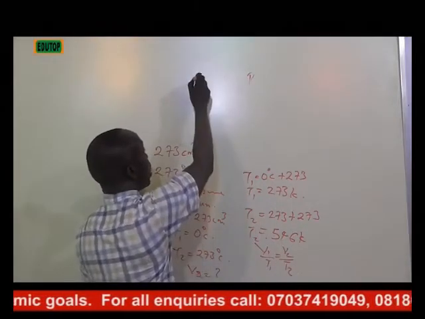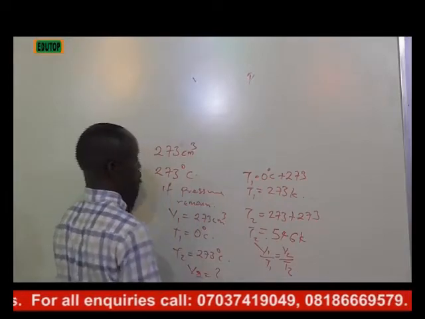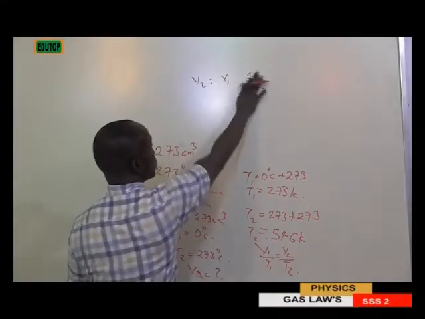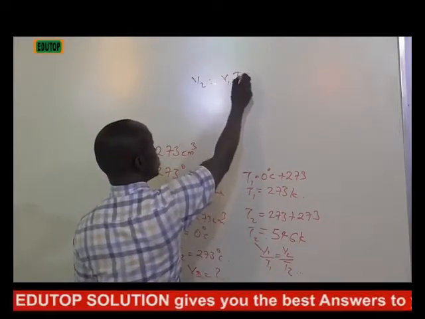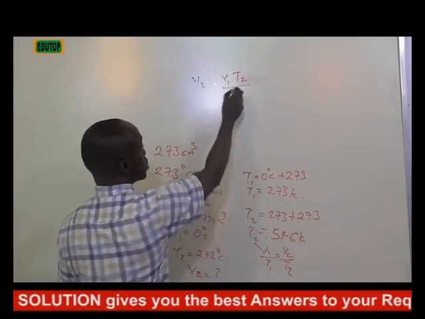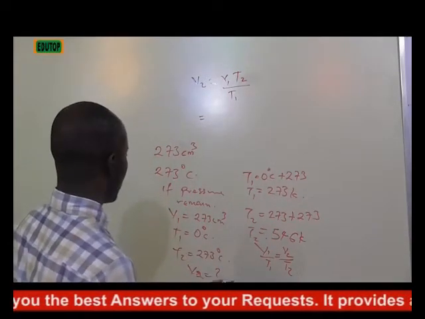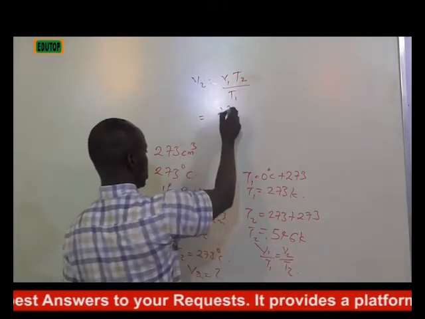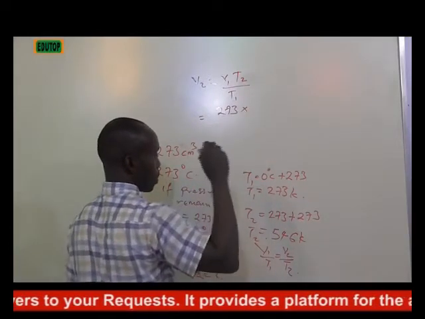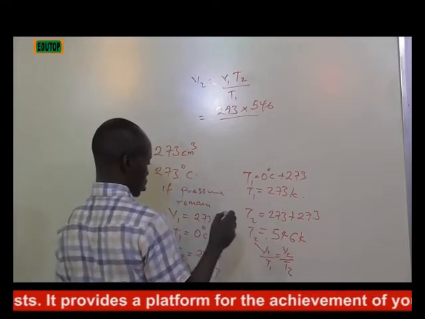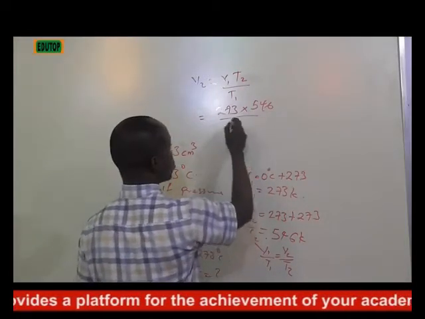So if you come up here, what are we looking for? We're looking for V2. So we have our V2 equals V1 times T2 all over T1. So our V1 is what? 273 times T2, 546 all over T1. What's T1? 273.